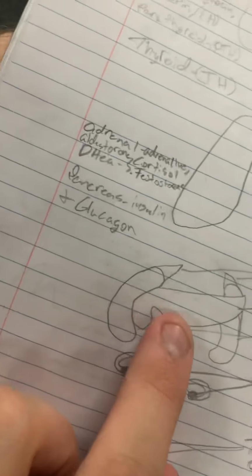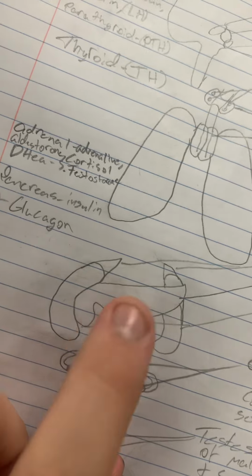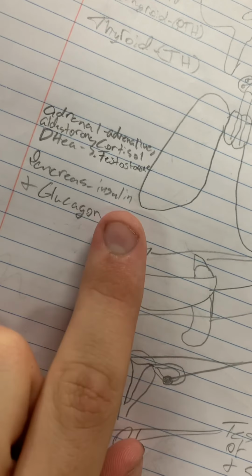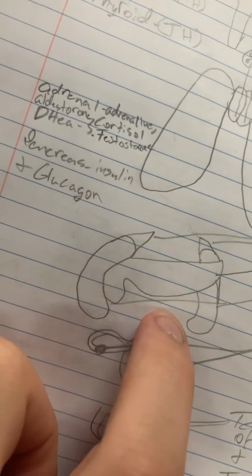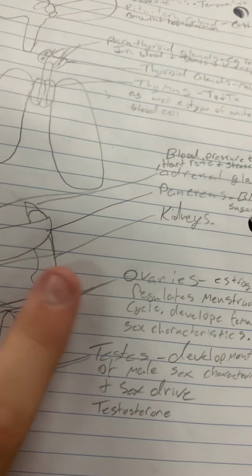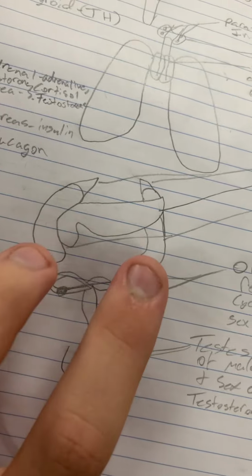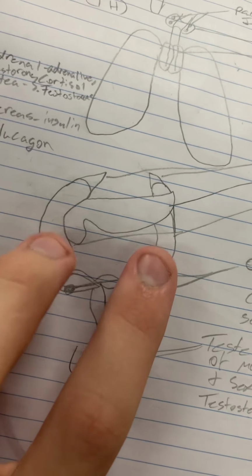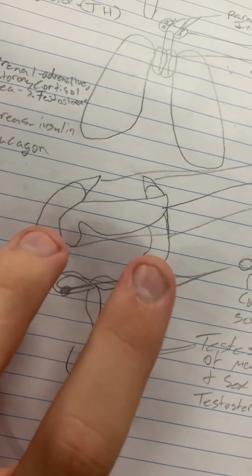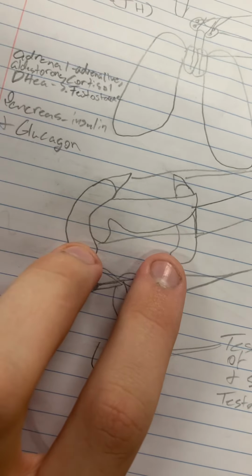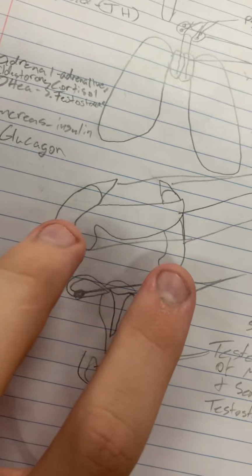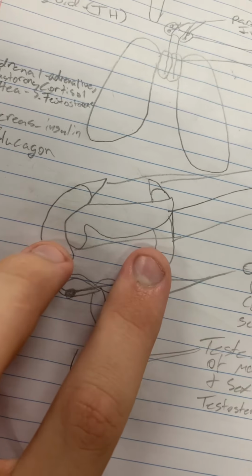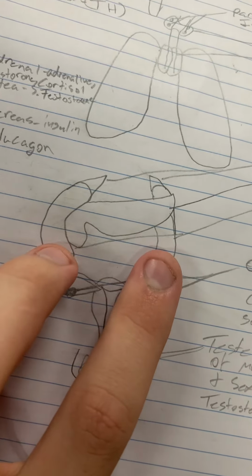Now we have our pancreas. Now the pancreas is known for regulating blood sugar, which obviously causes it to have the glucagon and insulin inside of it. Following that, we have the kidneys. The kidneys are technically an organ, but they are also an endocrine system organ, and they help to just regulate different concentrations of hormones within the blood.